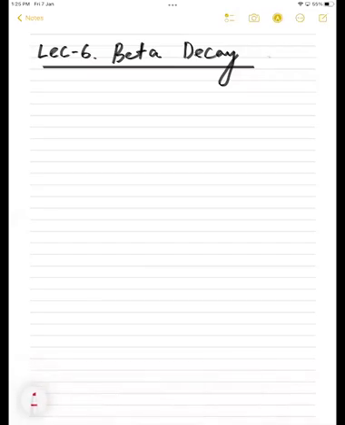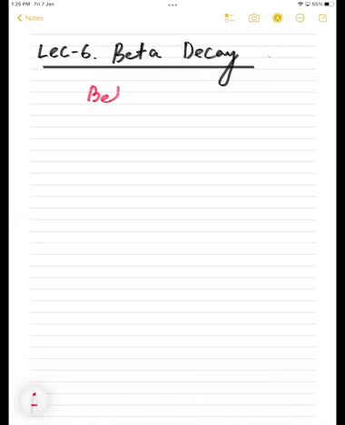Friends, in continuation, let's see what beta decay is. Yesterday we learned about alpha decay. Let's see what is meant by beta decay. Beta decay is a process in which either a neutron is converted into a proton or a proton is converted into a neutron. Yes or no?